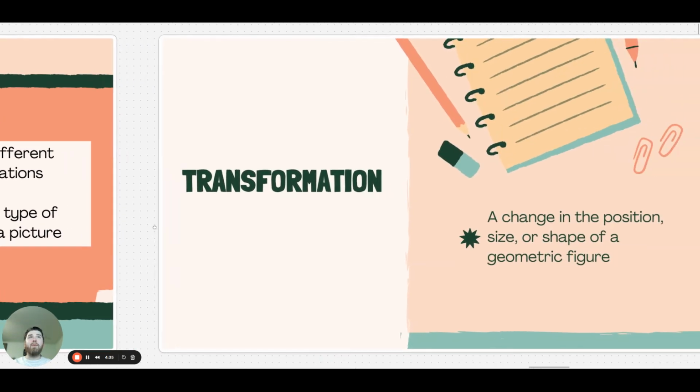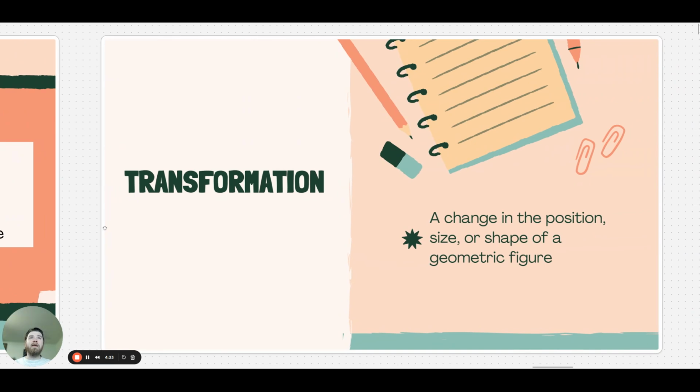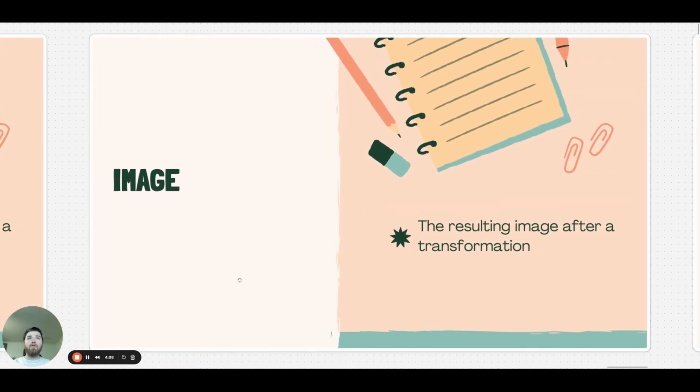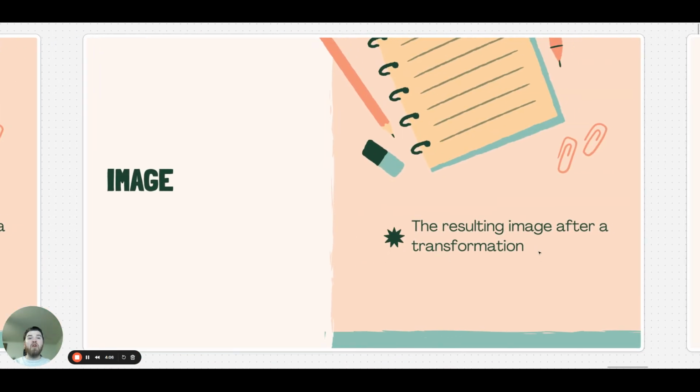So what is a transformation? Well, transformation is basically when you take a geometric figure or a shape or something, and you're going to change the size, the position, or the shape of that object. So I'm going to use this stapler for a reference. What you're going to have is an original thing. Pretend this stapler here. That original is what's called a pre-image. So basically the original figure before you do a transformation. Well, what happens after you do the transformation? That's what we call an image. So the resulting image or the resulting shape after you do that transformation.